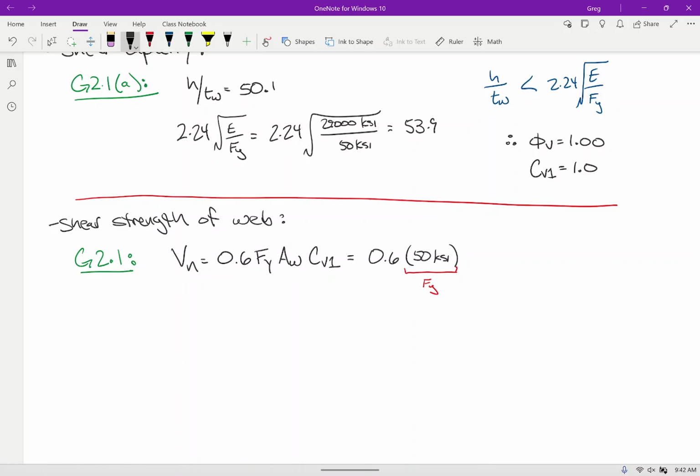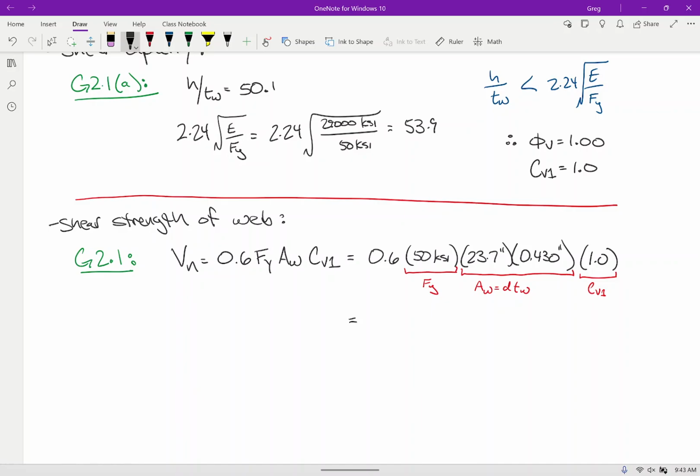And what is the area of the web? All we're talking about is that web plate: the depth times the thickness. What was the depth again? 23.7 inches. And the thickness, I think it was 0.43. So this is the depth times the thickness. And then the last thing is Cv. What is Cv1? 1. So what is Vn?